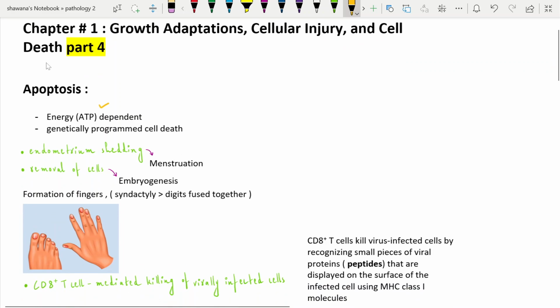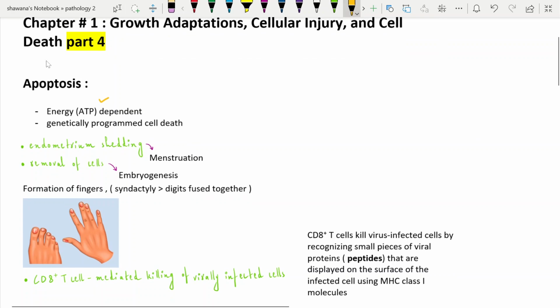Menstruation, first of all. During menstruation, our endometrium sheds monthly, so it's an example of apoptosis due to hormonal changes, and it is physiological among women. And in embryogenesis, removal of cells, for example, formation of the anal canal and formation of fingers, formation of digits. These are some examples of apoptosis.